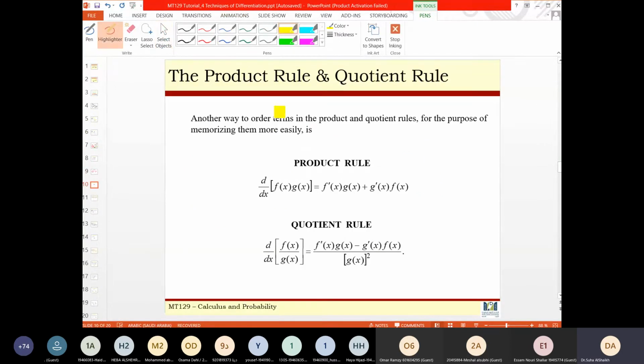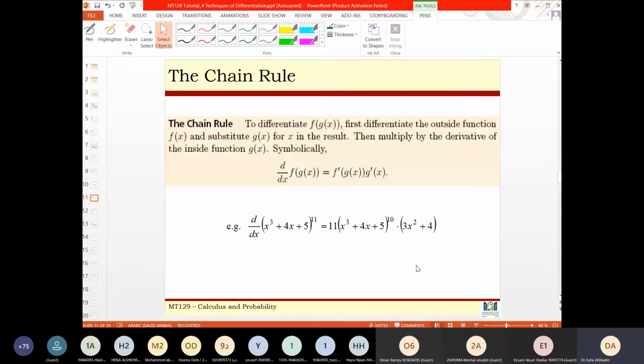So those are the product and the quotient rule. We already know them. The derivative of multiplication is the derivative of the first multiplied with the second plus the derivative of the second multiplied with the first. The quotient: derivative of the first for second minus the derivative of the second for first, divided by the second squared. فهذا الquotient rule. Now the chain rule.